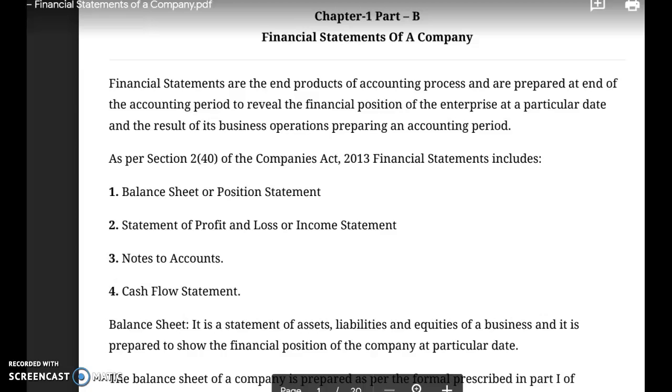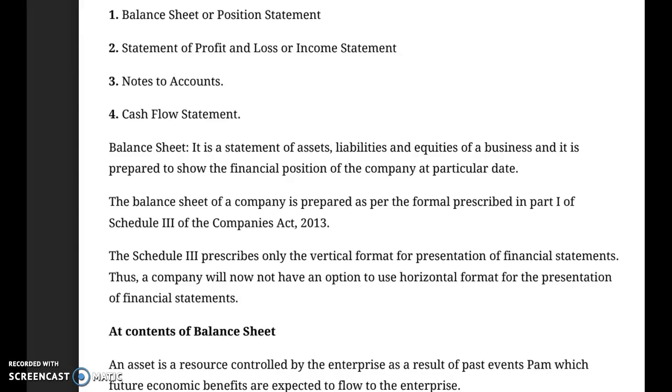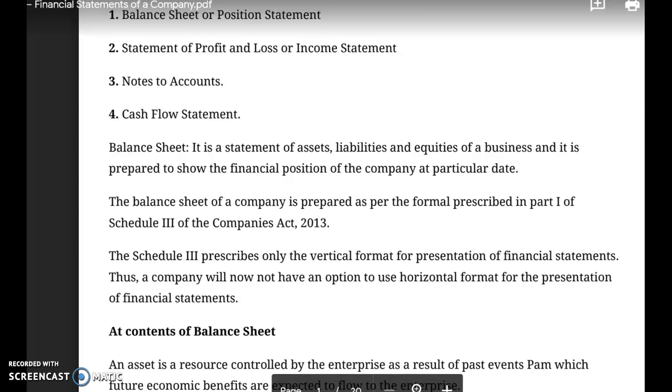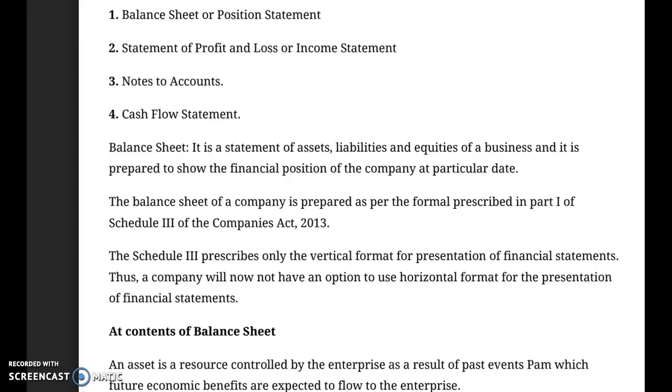Now let's start with the concept of the balance sheet or the position statement. We all know what the balance sheet is. It is a statement of assets, liabilities and equities of a business, and it is prepared to show the financial position of the company at a particular date. The balance sheet of a company is prepared as per the format prescribed in Part 1 of Schedule 3 of the Companies Act 2013.